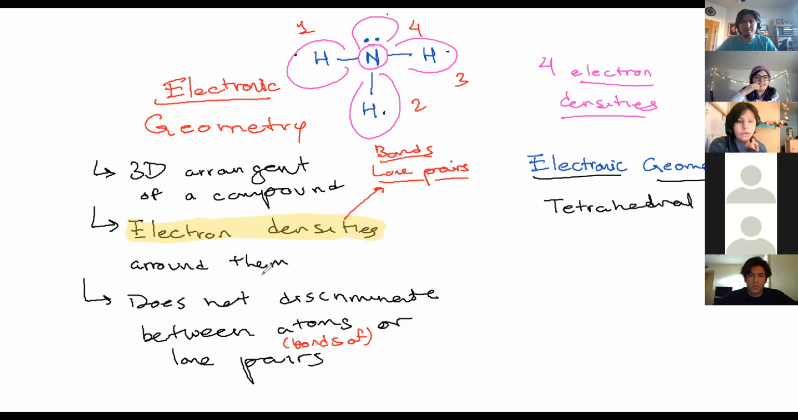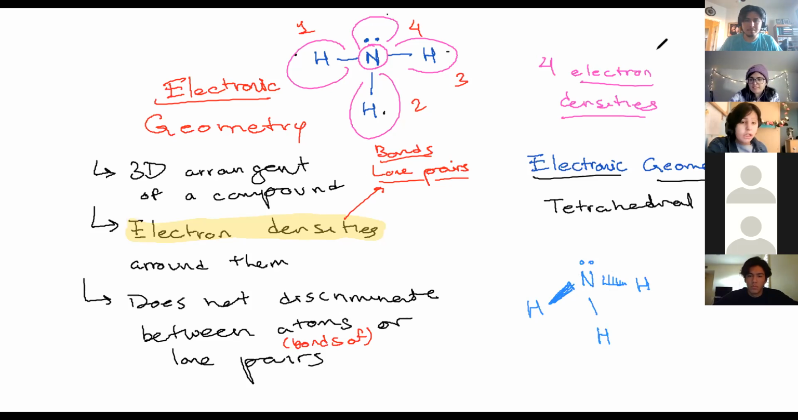So how do we know? If we didn't have the table, how would you guys figure out if it's tetrahedral just looking at it? In the exam, you're not going to have this table to help you. So what do you guys suggest? Tetra means 4.